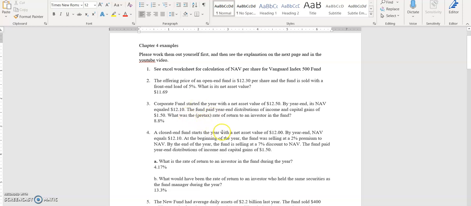So the first thing we're going to work is to see how we can calculate the net asset value per share. We are going to use an actual mutual fund, the Vanguard Index 500 fund, and we'll see how we can calculate the NAV per share for it.